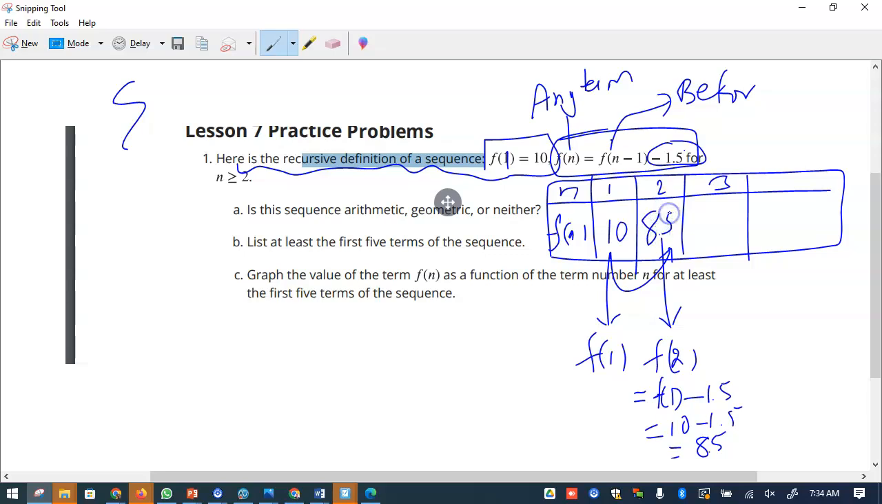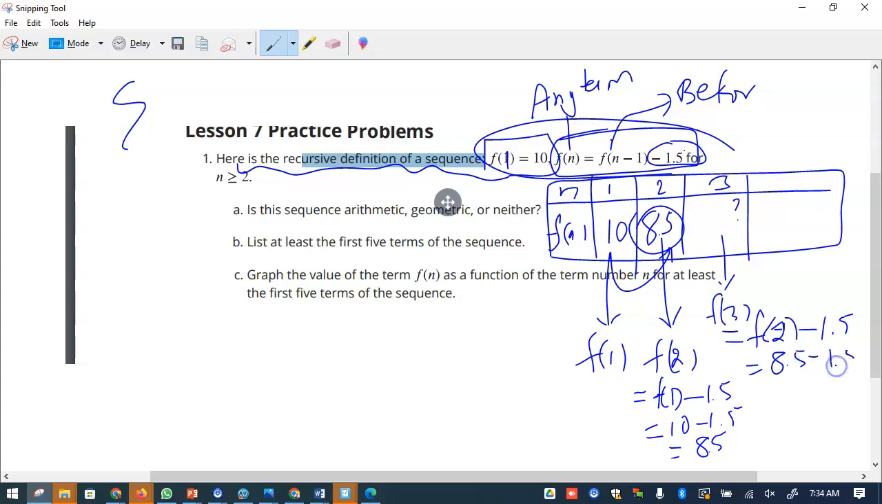Then if I want to figure out what this one is, that means this is f of 3. Because of the recursive definition, we can write this as f of 2, the one before, and then minus 1.5. The one before is 8.5, and then minus 1.5 will give you 7. So this is how you're supposed to do it, and this is recursive. The question is, is this arithmetic? Yes, because you're taking away 1.5 each time, so you minus 1.5.